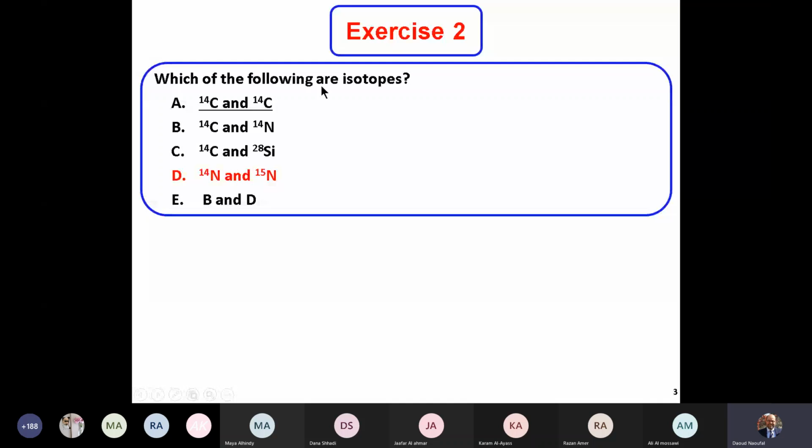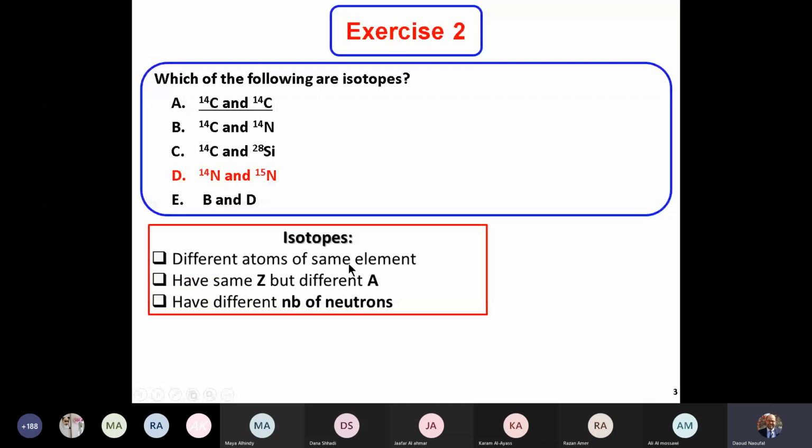What is the definition of isotopes? Isotopes are different atoms of the same element, but they have the same Z, since we have the same element, and the difference is in the mass number A. So they have different numbers of neutrons. Isotopes are different atoms of the same element, of same Z, different A, so of different number of neutrons.